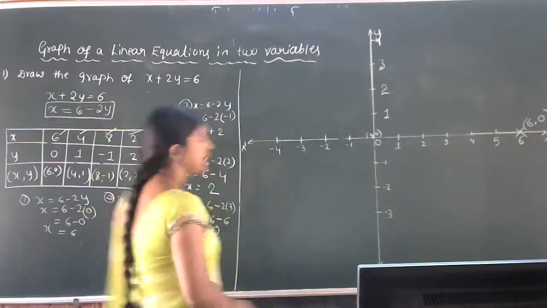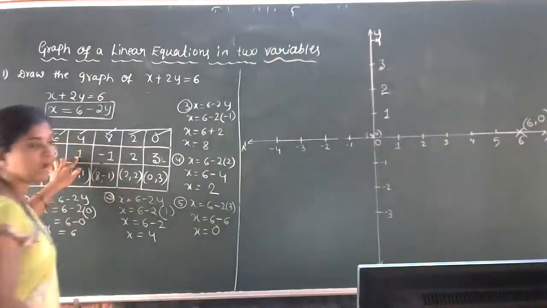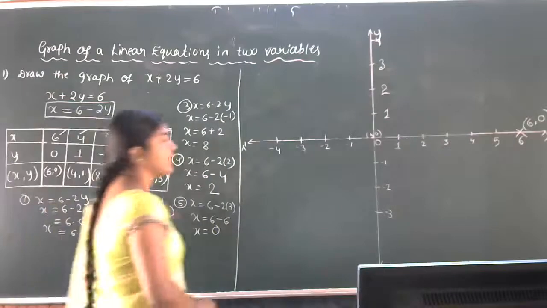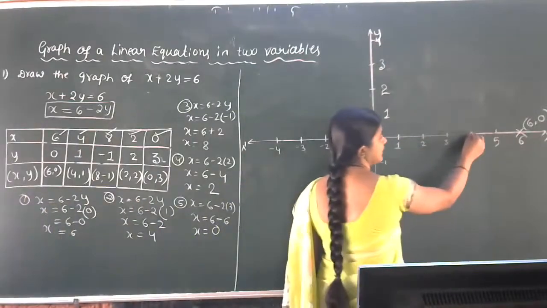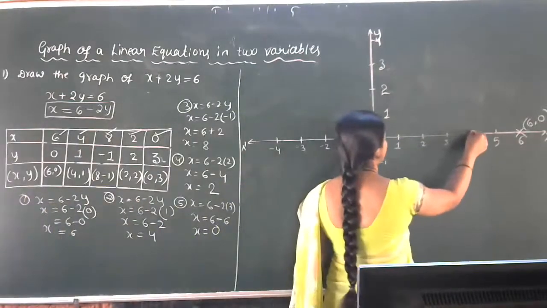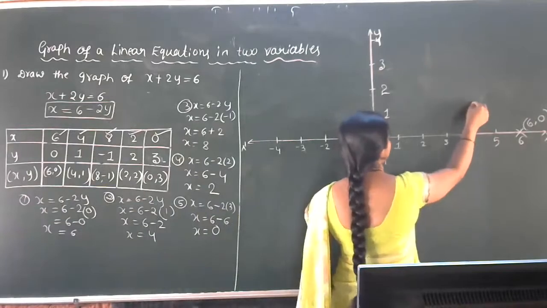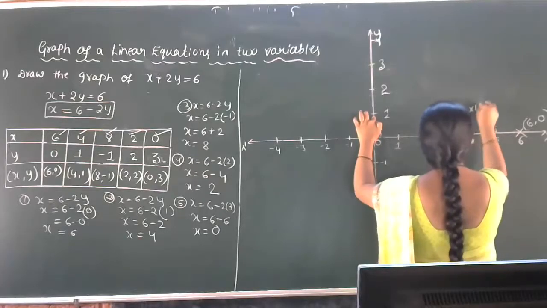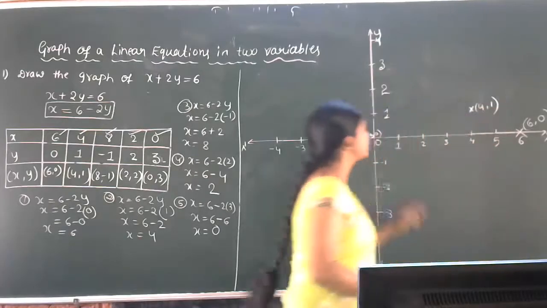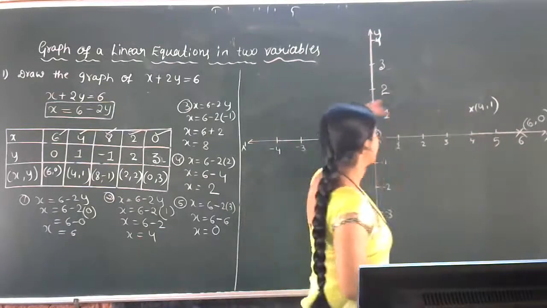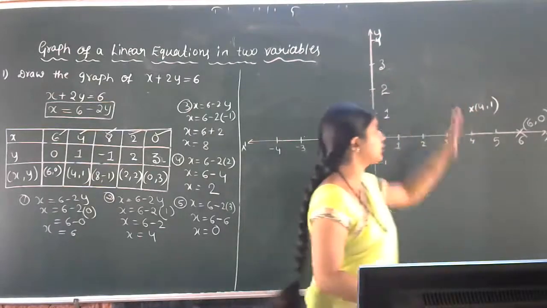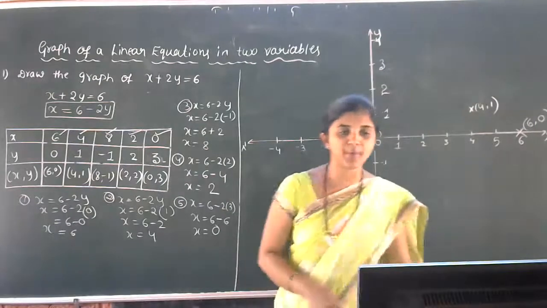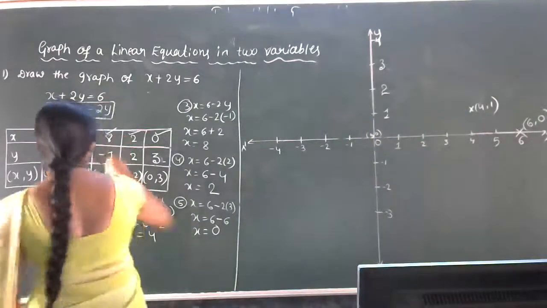Got the idea of that one? 6, 0 is the first location. Next one, 4, 1. The next point is 4, 1. On the x-axis 4 is here, and on the y-axis 1. So this is the location of 4, 1. So 4 and 1 meet at that point, 4, 1. Got the idea of this one? The point 4, 1.